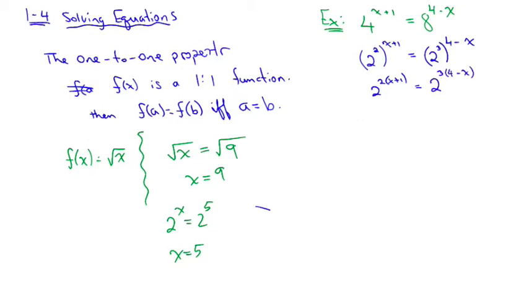So now that the numbers at the bottom are exactly the same, we could take the powers and set them equal to each other. So it has nothing to do with algebra, it's just the one-to-one property. 2 times x plus 1 is equal to 3 times the quantity 4 minus x. It's just a recognition that those powers have to be the same for those two things to be equal. And then just solve.